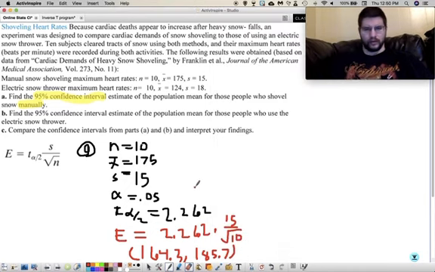Let's see. How was I going to do it here? I was going to do it on 2 pages. I think I can do it both right here.